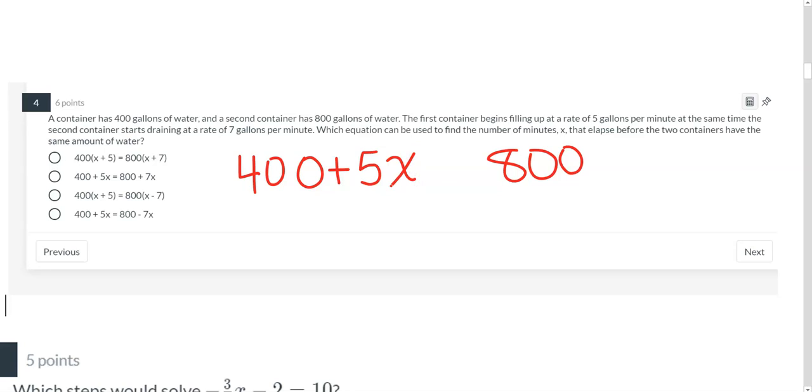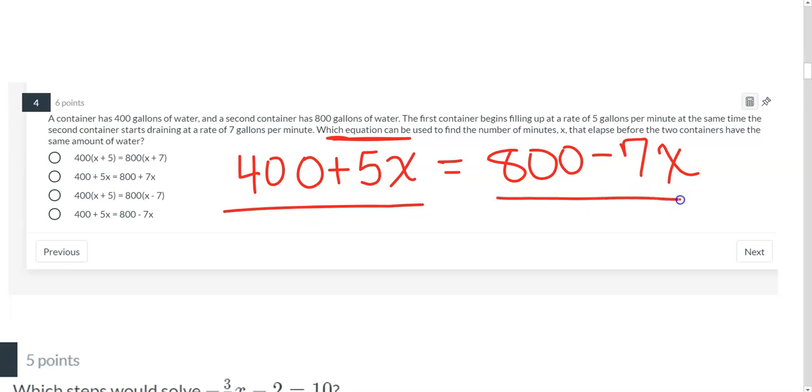Okay. At the same time, the second container starts draining water, okay, at a rate of 7 gallons. So the 800 one, the second one, is draining, and that would be subtract if I'm losing something at 7 gallons per minute. Right, and that's how these two would look. Now, how long would it take for them to have the same amount? In other words, I'm trying to figure out when would they be equal. I just compare those with an equal sign, because eventually they would cross paths if one was filling up and one was draining. So just think about what makes sense. The 400-gallon pool is filling up. The 800-gallon pool is draining water.